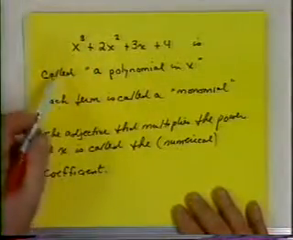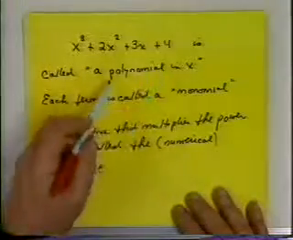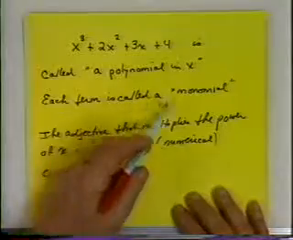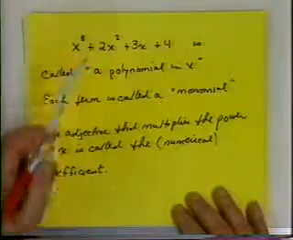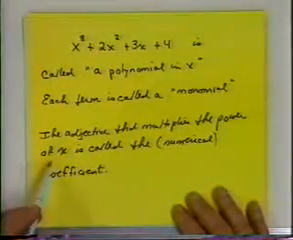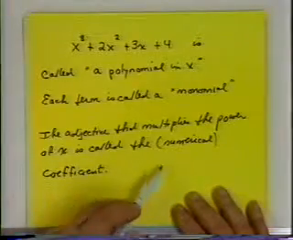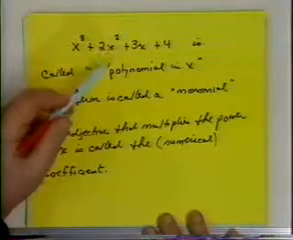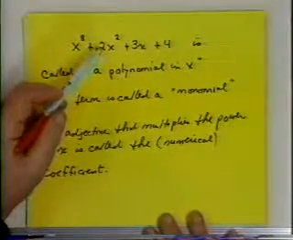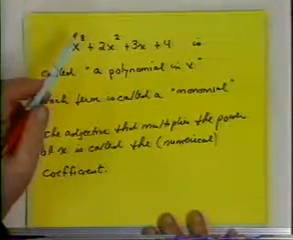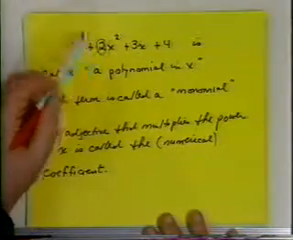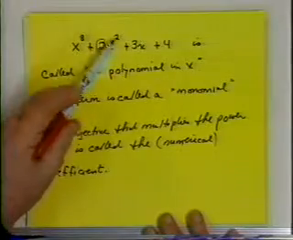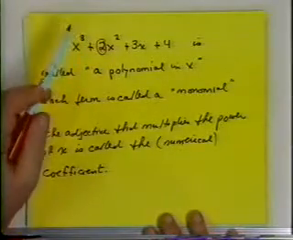See? And each term in the polynomial, see, poly means many, mono means one. Each term in the polynomial is called a monomial. And the adjective that multiplies the power of x is called the numerical coefficient. So in this term over here, 2x squared, this would be a monomial, and the 2 over here would be called the numerical coefficient, or simply the coefficient. And 2 would be called the exponent.